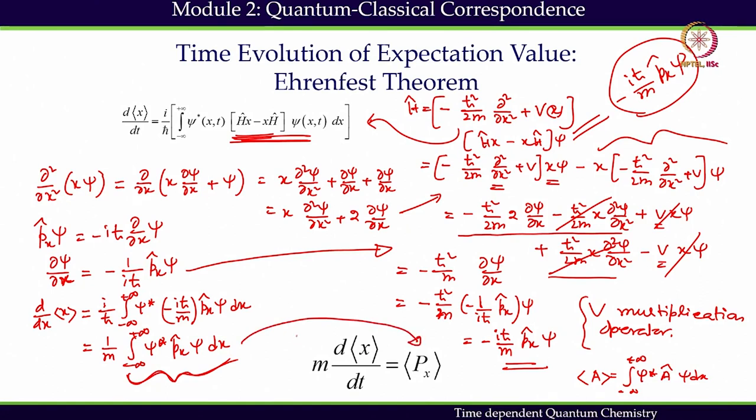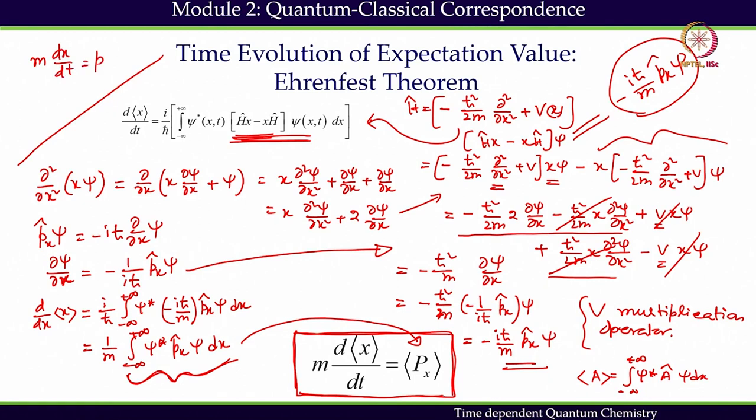So this is the equation we are finally getting. This is Ehrenfest theorem, and this equation is very familiar in classical mechanics. In classical mechanics, we often use Newton's equation of motion, which is nothing but p equals m v, where p is momentum. In quantum mechanics, if we take the average of position and average of the momentum, we see the same form of equation of motion.